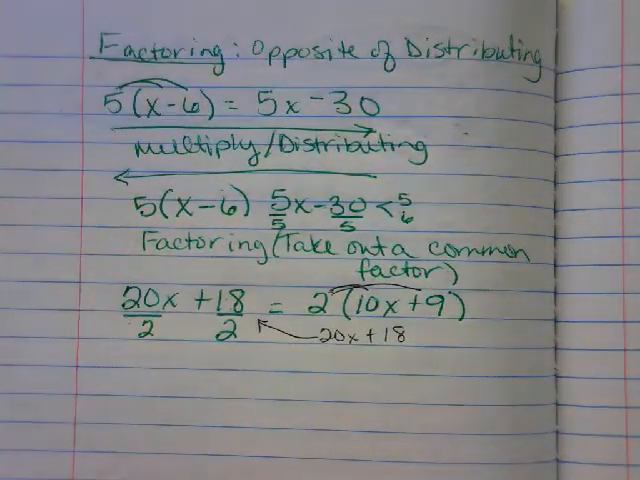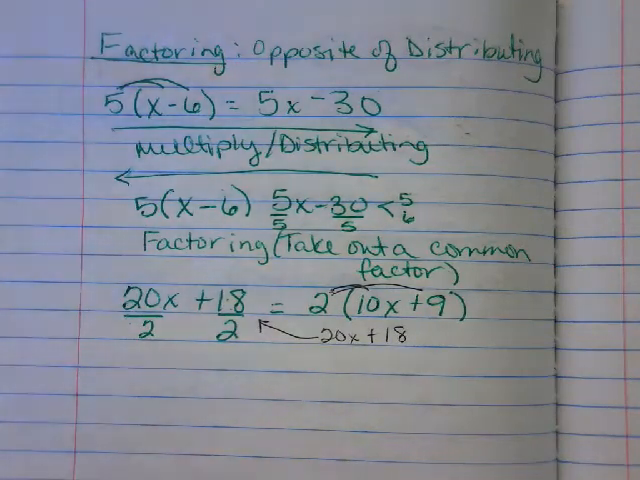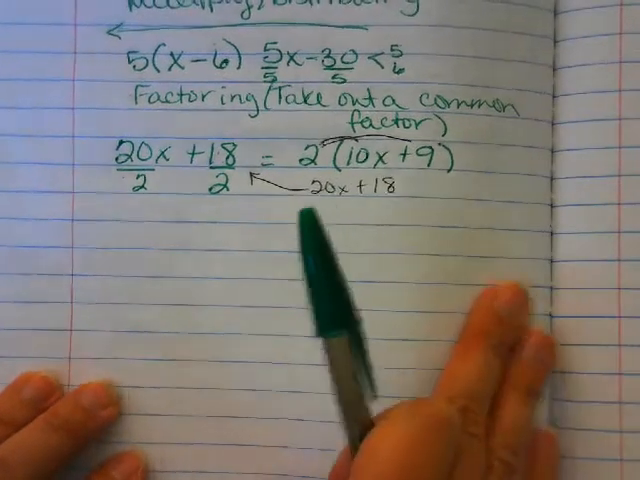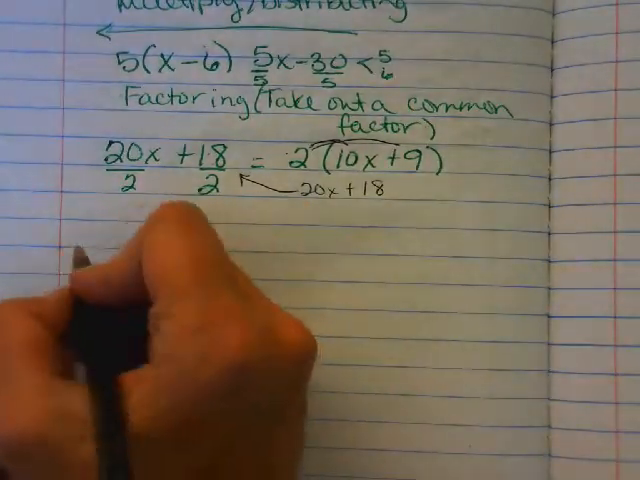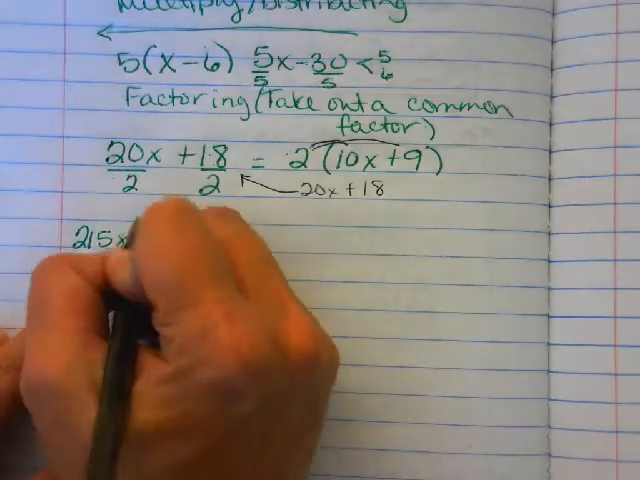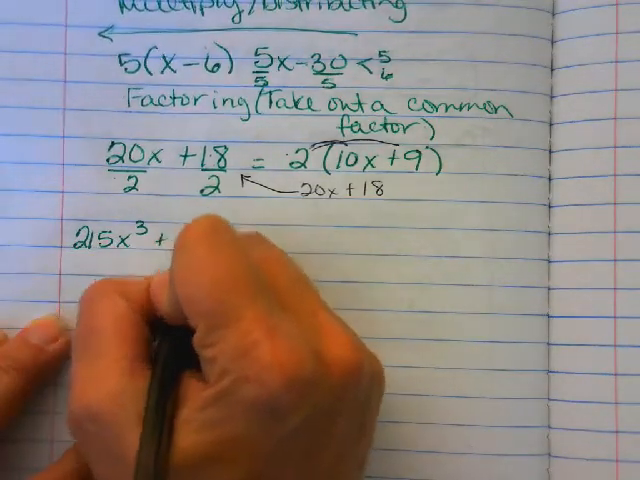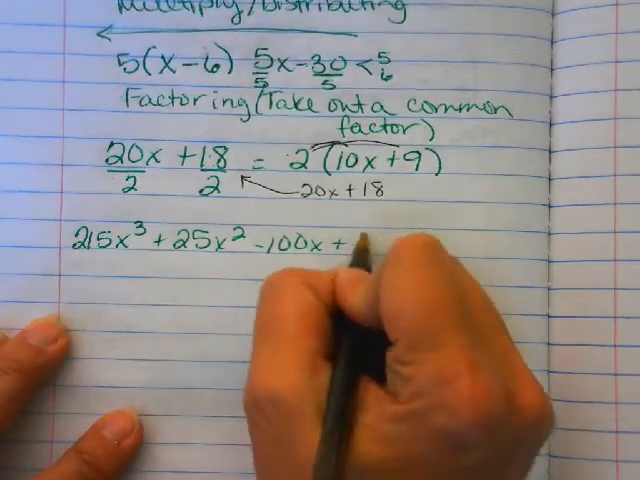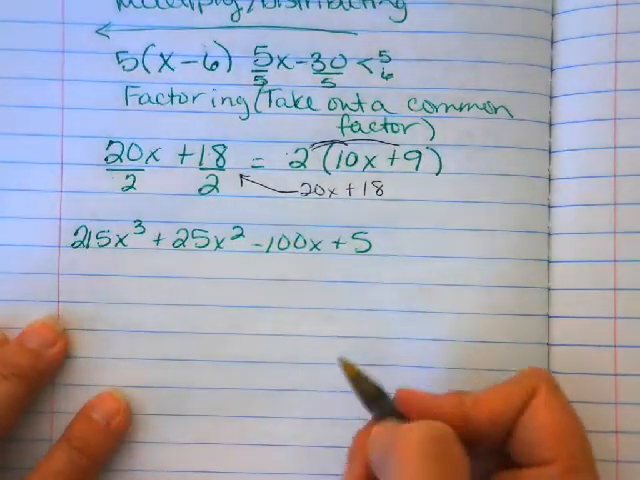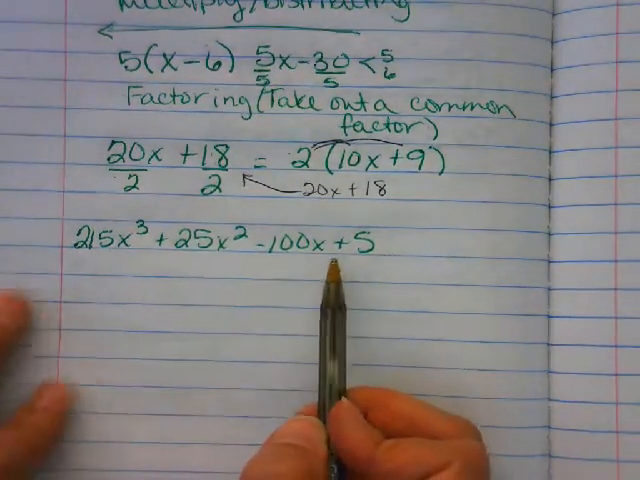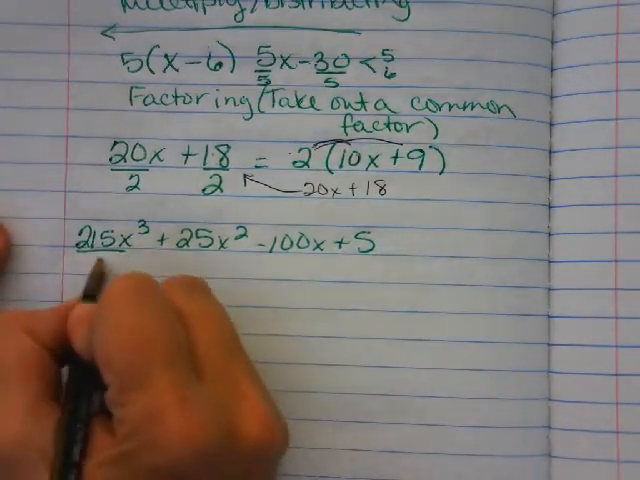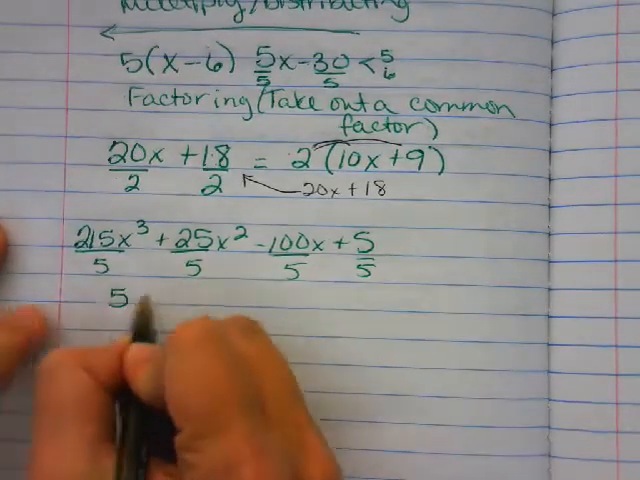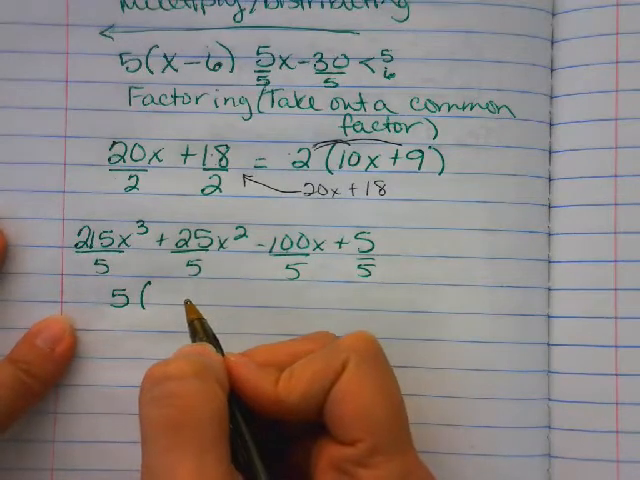When we do this, it can get a little bit complicated the bigger our examples are. So if I have a polynomial of 215x to the third plus 25x squared minus 100x plus 5, well, I can see that all of these are a multiple of 5. So I'm going to divide everything by 5, put that outside, and whatever I have left is going to go inside.